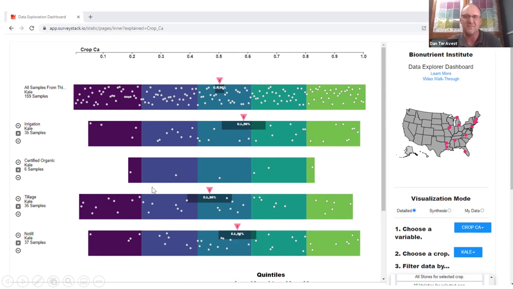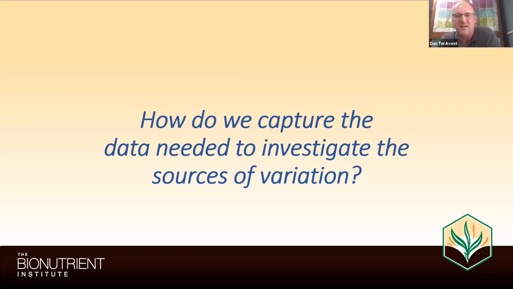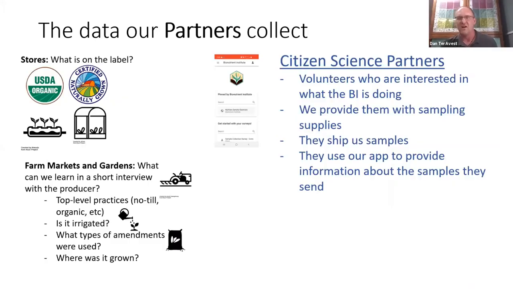So this is the framework that we've been building to really narrow down and do this investigation. But one thing really worth spending a few minutes on is how we captured all of the data needed to do that little deep dive that I just spent 5 minutes doing. How do we have the climate region, the soil type, the variety, all of this management detail so that we can ask these questions? The short answer is our partners do it. We work with an incredible set of volunteers from around the country. There are two types. The first type is citizen science partners.